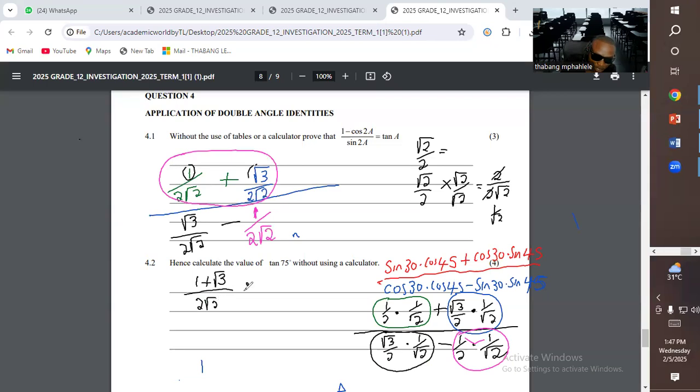I just want to write this division here as division. Then let me go to this one. Let me work on the numerator. So I'm going to have square root of 3 minus 1 all over. Remember, the denominator is the same here. So I'm going to say square root of 3 minus 1 over 2 square root of 2.